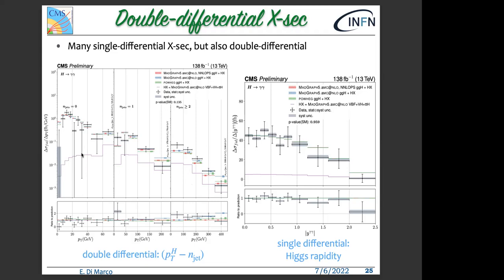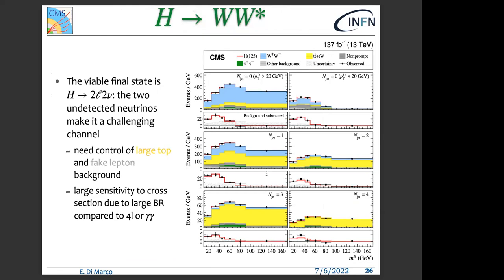Here, this is the contribution, for example, from minor modes of the Higgs production, for example, VH production or ttH production. The agreement is very good. And this was also done in a plethora of variables, for example rapidity, cosine of the Collins-Soper angle, and so on. Okay, so let's go to WW.